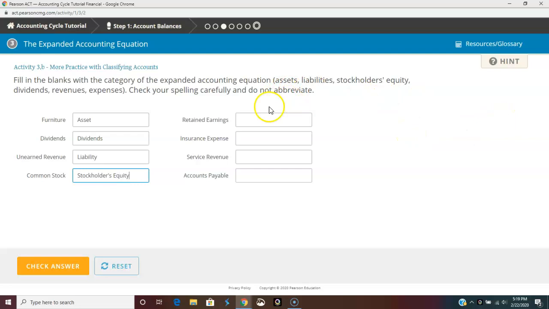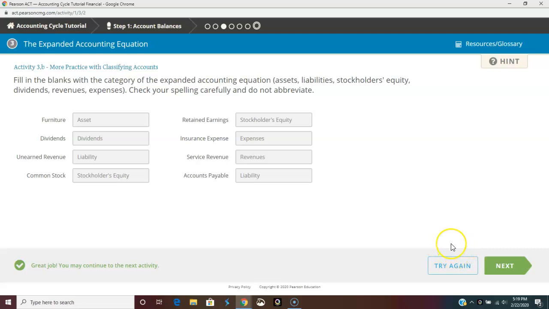Equity. Retained earnings, also part of stockholders' equity. Insurance expense, it's an expense. Service revenue, revenues. And accounts payable, anything payable is a liability. Okay? Think about what category they belong to.